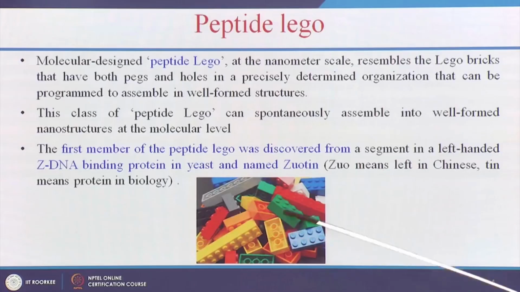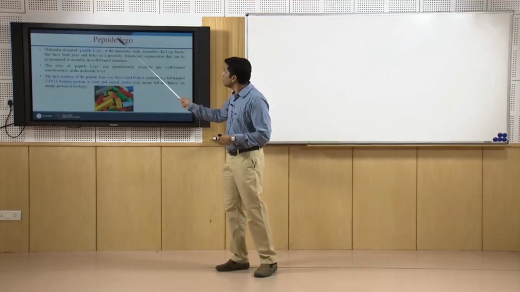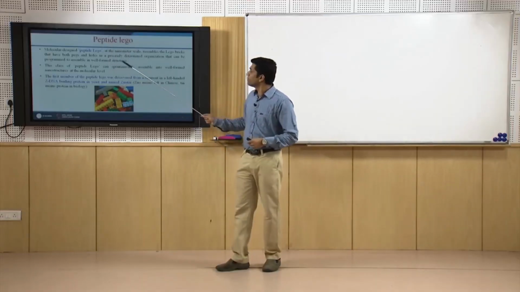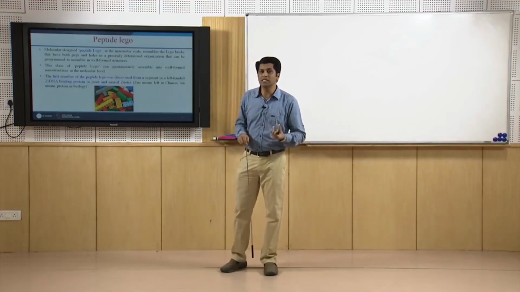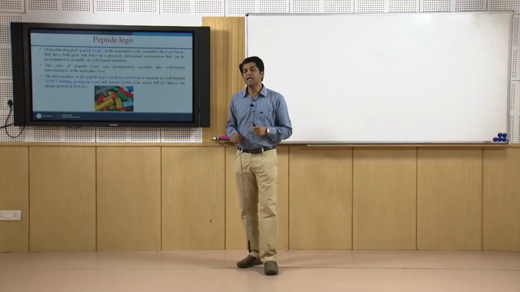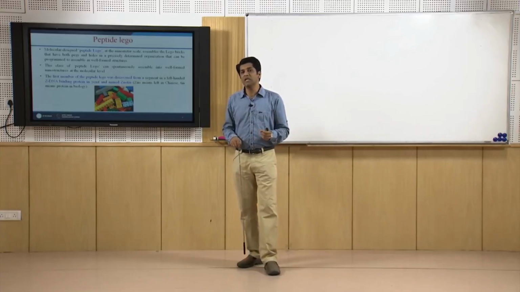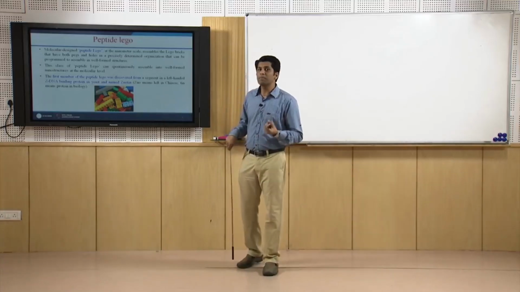This Lego, you might have played in your childhood. Using this Lego you can build a car, home or any kind of building. Similarly, we can make a peptide Lego. How can we make a peptide Lego? Using the property of hydrophilic and hydrophobic amino acids. These hydrophilic and hydrophobic amino acids can assemble in water and form nanostructures. That is called a peptide Lego.